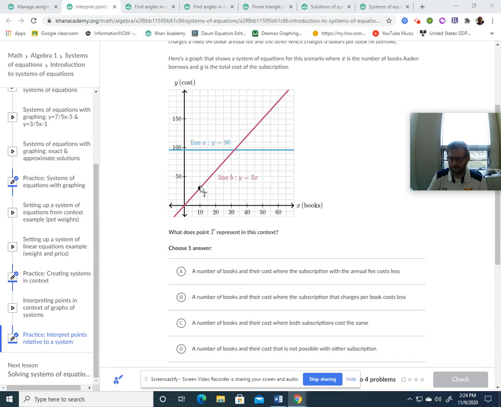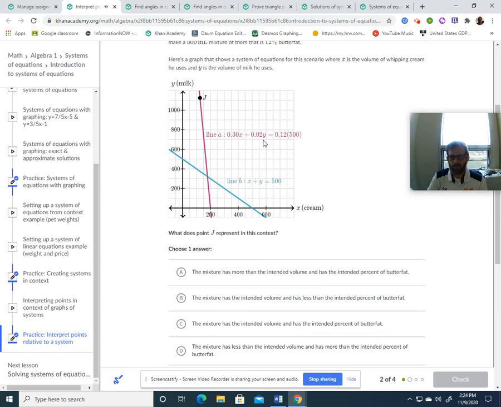So which one is this? A number of books and their cost where the subscription with the annual fee costs less, or where it's per book? Well, it's clearly the per book line. It's below the flat fee line. So he only did 10 books. It was only going to cost him $30, not the full $96. So this is where the subscription that charges per book costs less.